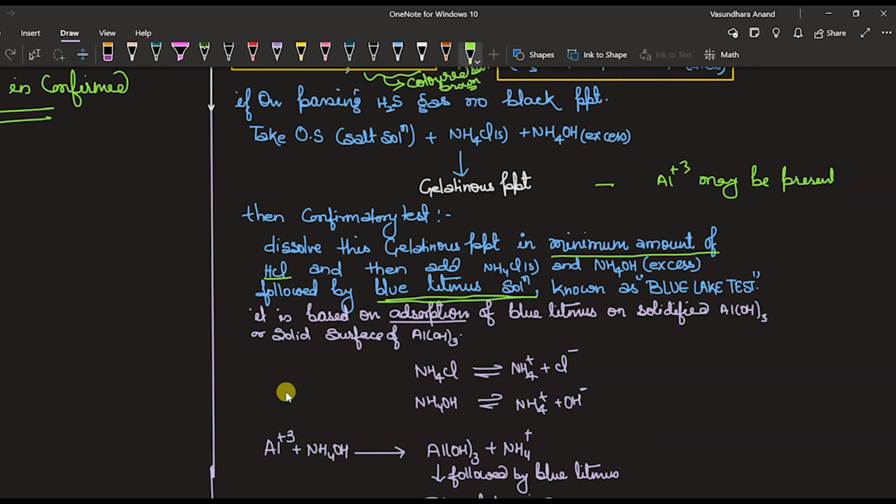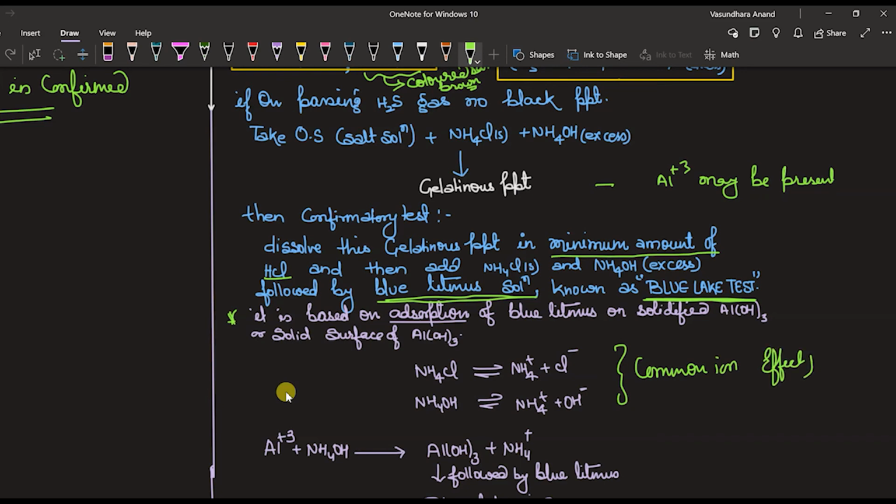That means first this, and then blue litmus. What you will get is a blue lake observation. That means the blue color will be floating on the top. That is known as the blue lake test, and the blue lake test is for aluminium. It is based on adsorption of blue litmus on the solid surface of aluminium hydroxide. Here also the common ion effect occurs.